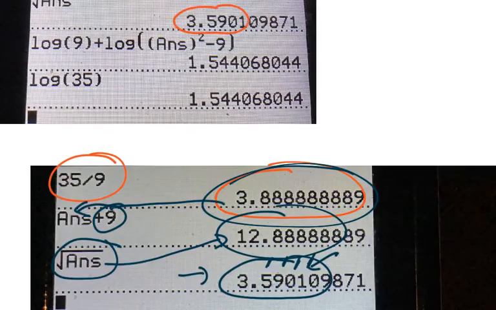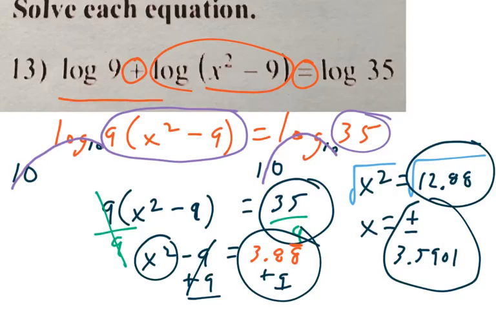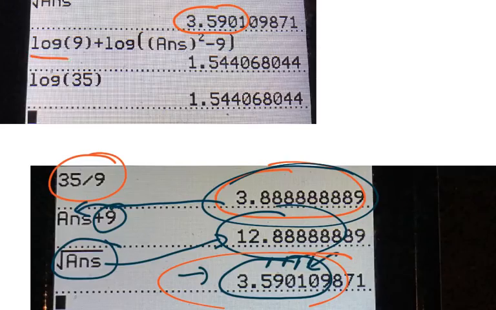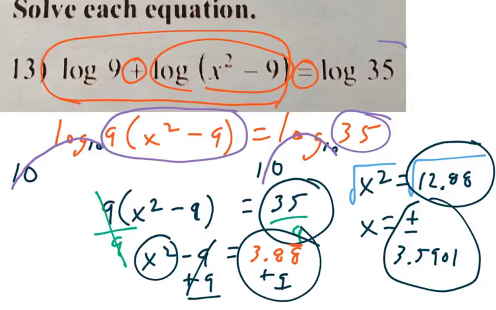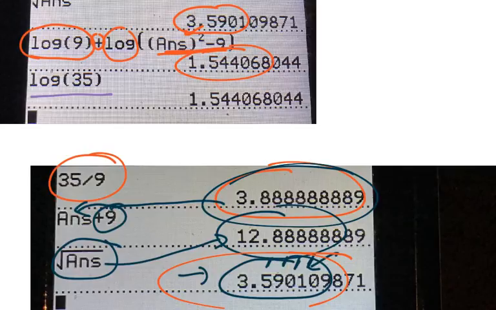So here's the answer that we got right down here, right? And if I do the left side here, I'm going to do the log of 9, follow the red here, plus the log of our answer squared. This goes in for answer, minus 9 together. Notice I get 1.544068, right? And on the right side here, it's supposed to equal log 35. So if I do the log of 35, see how I get exactly the same answers here. So I know that it is a correct answer.